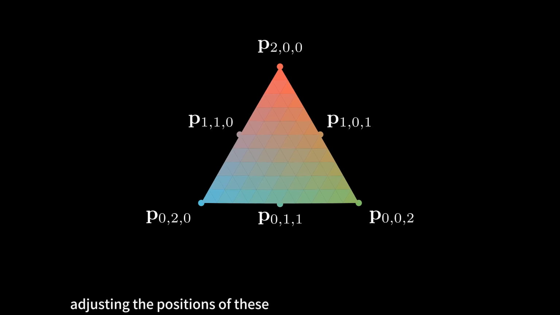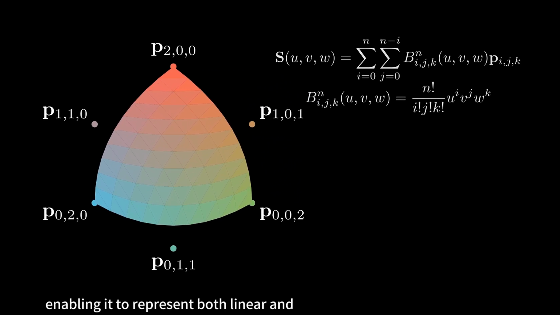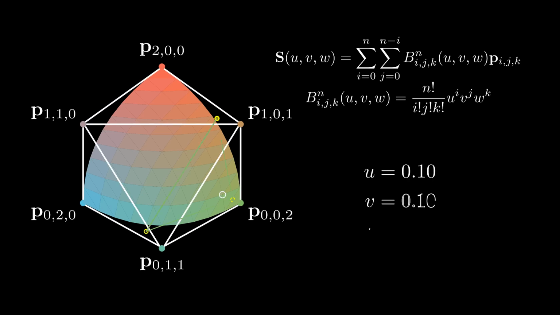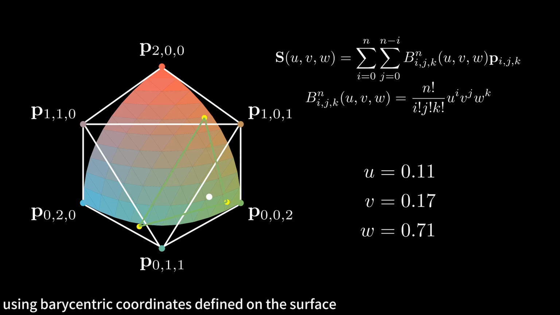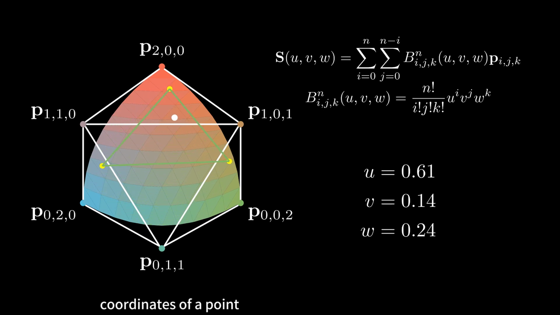Adjusting the positions of these control points alters the 3D shape of the primitive, enabling it to represent both linear and curved contours. Using barycentric coordinates defined on the surface, we can calculate the corresponding 3D coordinates of a point.